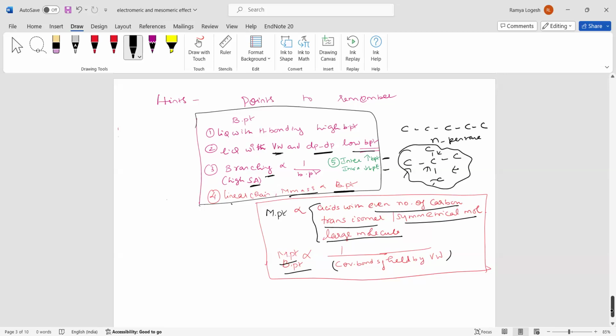I repeat once again, if it is a compound with an even number of carbon, if it is a compound which is a trans isomer, if it is symmetrical, trans means what?